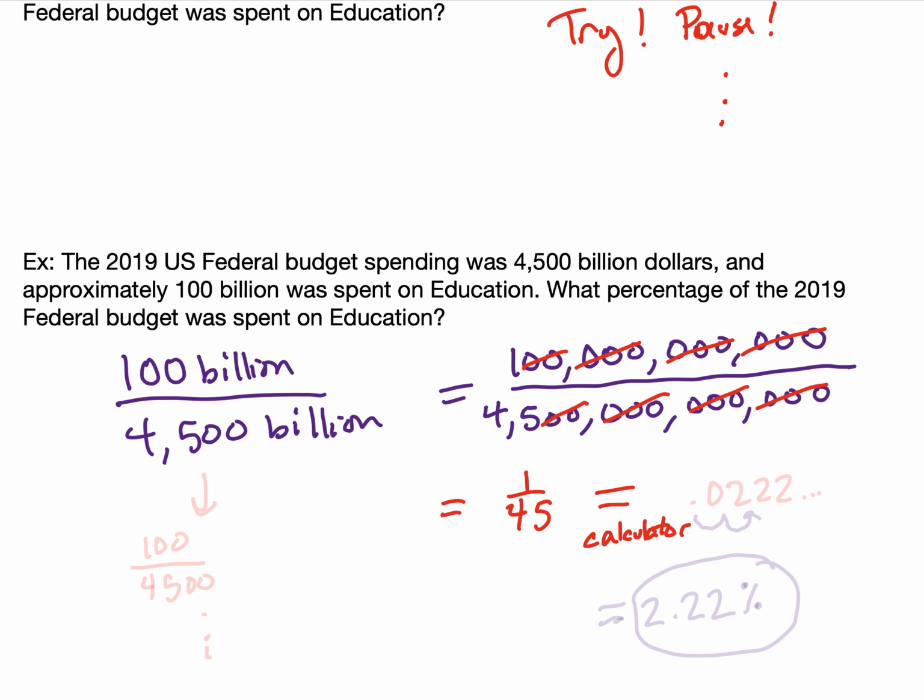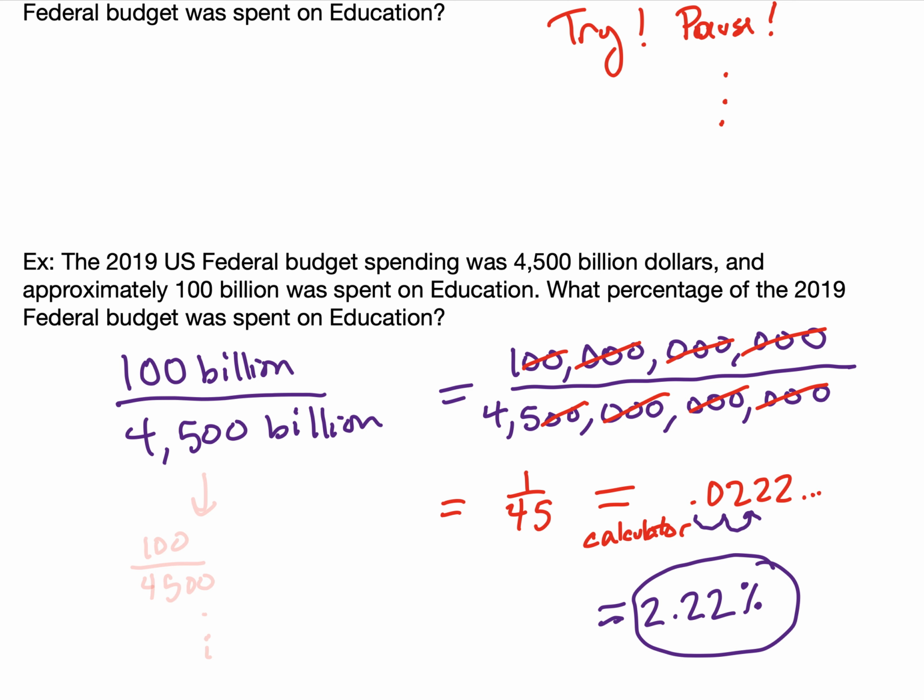And if you use a calculator, you will get 0.0222 repeating. And so you want to convert that 0.0222 repeating into a percent, because that's what we are asked for. So we would move the decimal place over 2 place values and put in a percent sign. This is 2.22 repeating percent. We could just leave it with 2 decimal places. So 2.22%, about 2% of the federal budget in 2019 was spent on education.